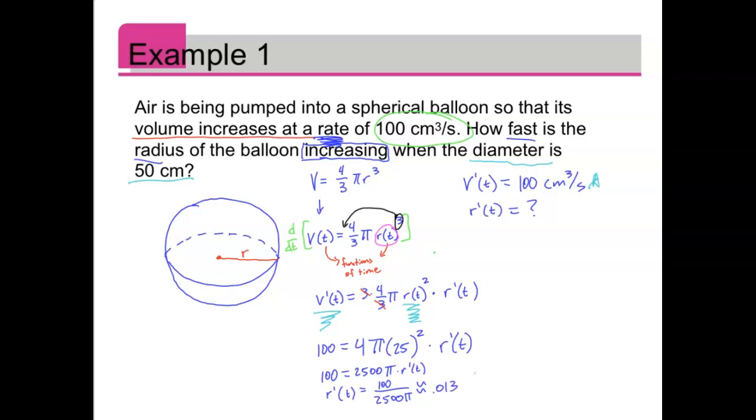All right, units. What should the units of r prime be? Remember, r is the radius, so the radius would be measured, in this case, in centimeters. What should the units of r prime of t be? Good. Excellent. So it would be centimeters per second. And there's our answer.